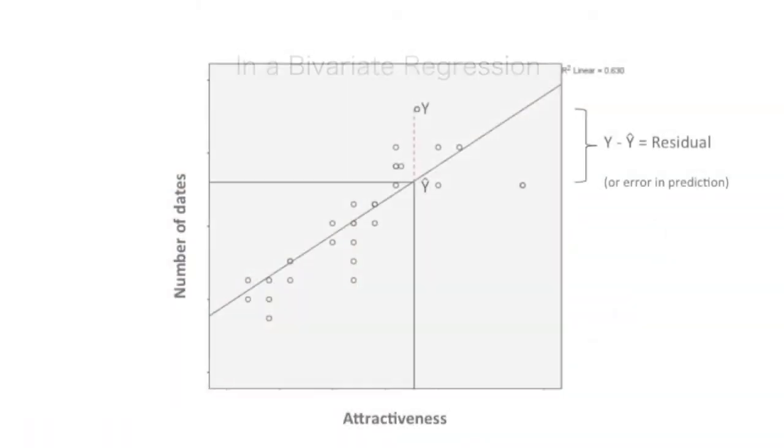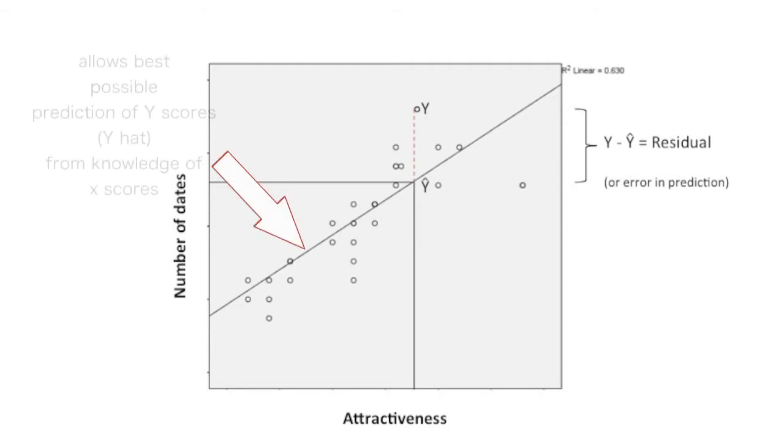These data points are the dots that you can see that are positively correlated. Then through a process called ordinary least squares, a line of best fit is drawn. Now, I talked about ordinary least squares in the previous lecture on bivariate regression. This line of best fit allows the best possible prediction of the y-scores, so of the predicted y, the y-hat, from the knowledge of the x-scores. In other words, it's the best possible prediction of the number of dates from your score of attractiveness.